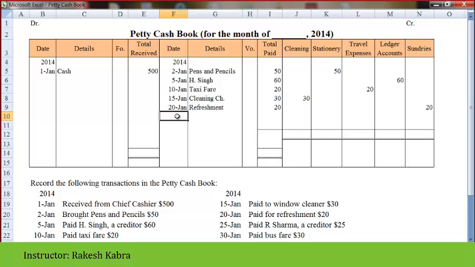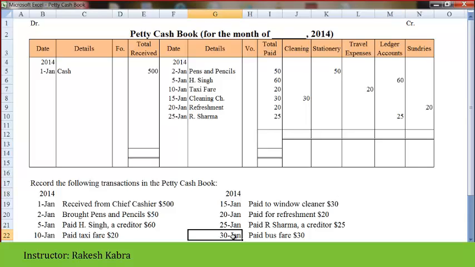Now next transaction conducted on January 25th. Now what happened on that date? Paid R. Sharma. R. Sharma is also a creditor. See on January 25 paid to R. Sharma. Okay. So how much amount I paid? $25. And this $25 I will write in column for ledger accounts.